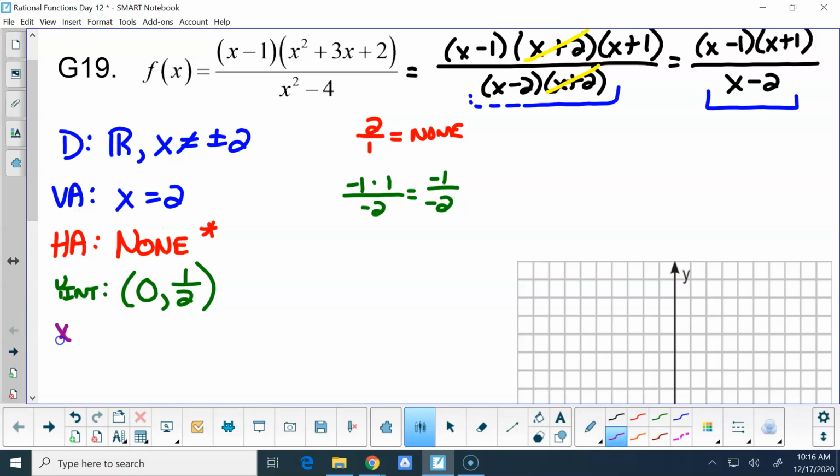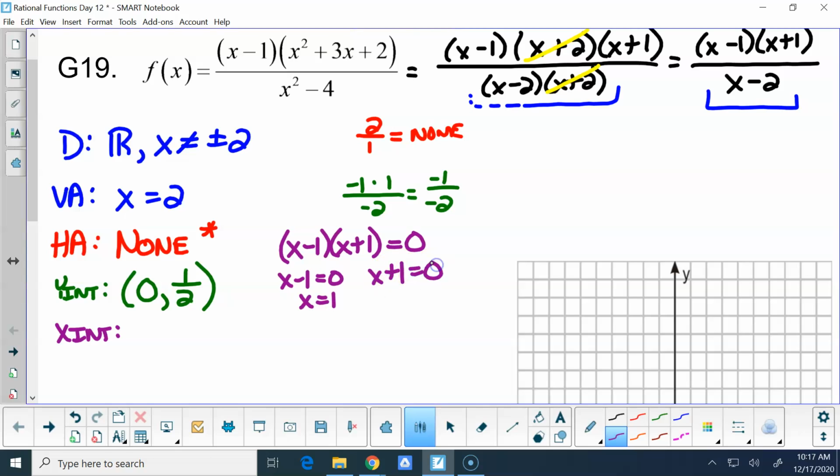X-intercept is next. Numerator equal to 0, so that's going to be x minus 1 times x plus 1 is going to equal 0. Minus 1 equals 0, so x is 1. Plus 1 equals 0, so x is negative 1. So I get 2 x-intercepts at negative 1 comma 0 and at 1 comma 0.